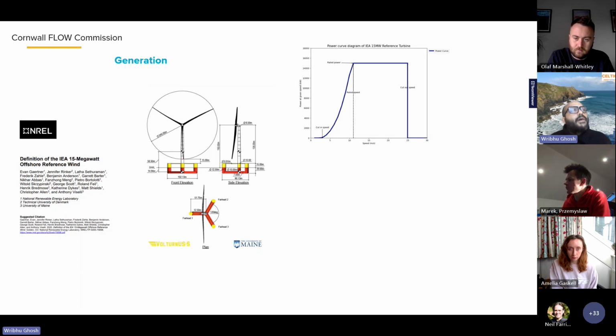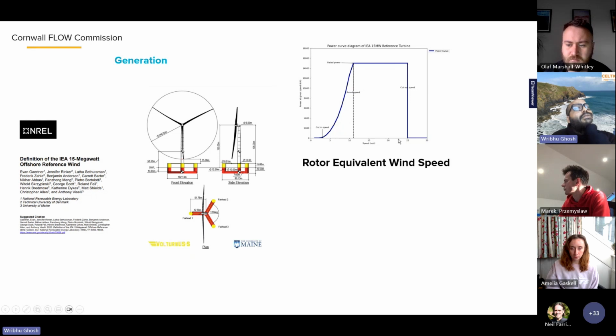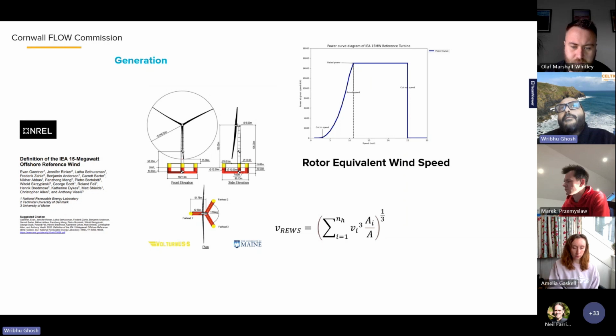A standard way of measuring, or a rough estimate of generation, is using the power curve and the hub height wind speed. However, the IEC standards also mention there is an alternate way of measuring the generation. This is the rotor equivalent wind speed. This is ideally used at sites which have high shear.